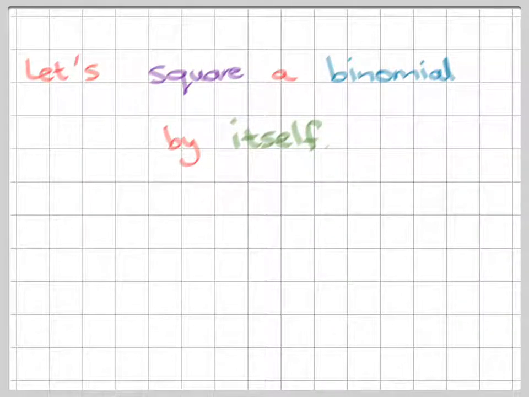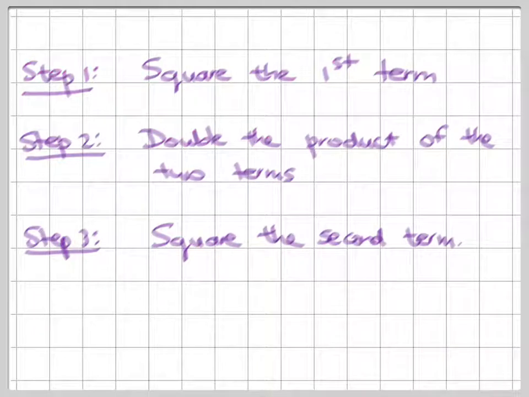Okay, so let's square a binomial by itself. And we're going to do it the short way using these steps. So step 1, you're going to square the first term of the binomial. Step 2, you're going to double the product of the two terms. And step 3, you're going to square the second term. Now it sounds terrible, but let's go do an example. You'll see how easy it is.